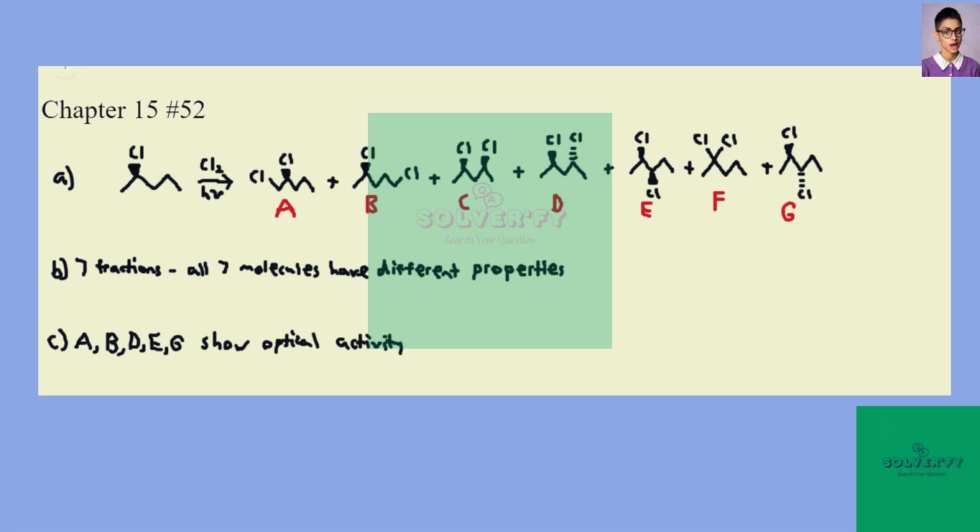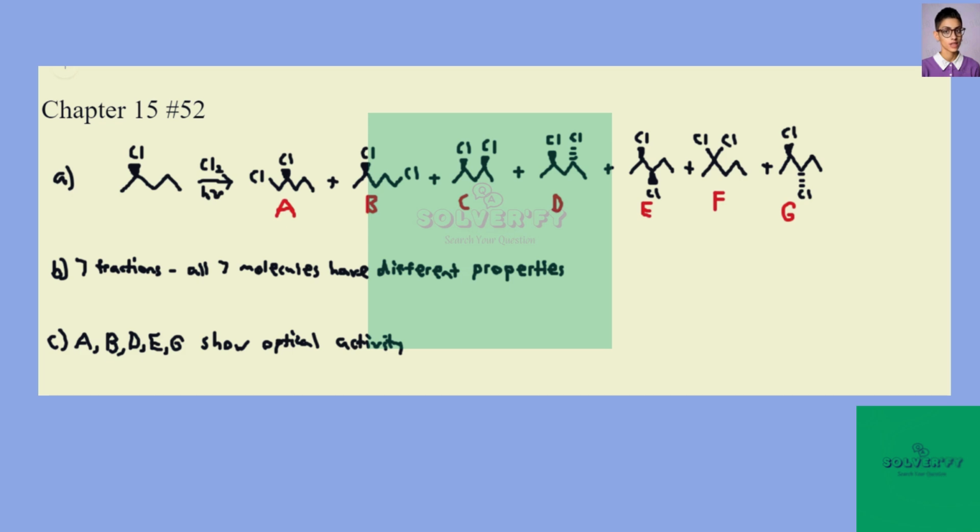If you were to draw a line right through the central carbon, the half of the molecule to the left and the half of the molecule to the right are exactly the same. Since it is a meso compound, it doesn't exhibit optical activity. The reason that F does not exhibit optical activity is because F is achiral.